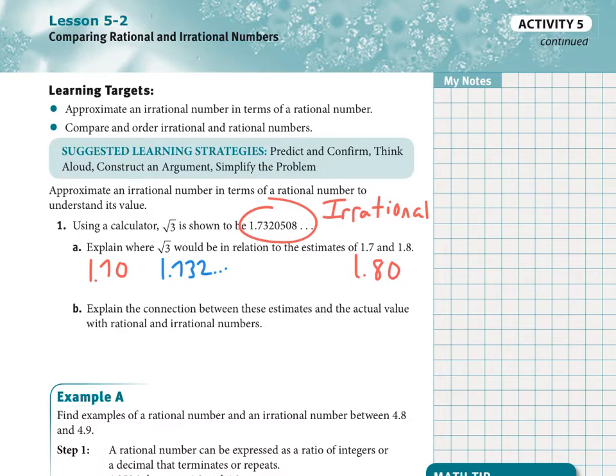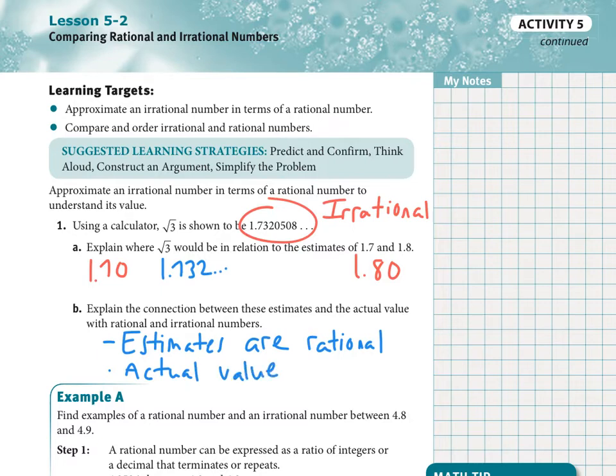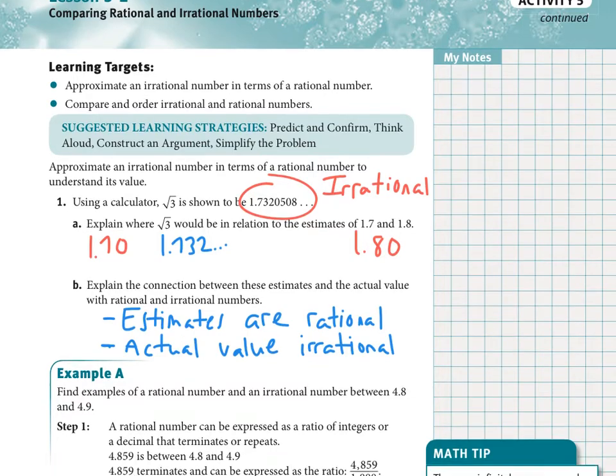And the connection between these numbers is that the estimates are rational numbers. The 1.7 and the 1.8, those decimals terminate, they end. They're rational numbers. But the actual value, the actual square root of 3, is irrational. So we're able to at least get an idea of how large a rational or irrational number is by comparing it to actual rational numbers. It's a little easier to imagine: 1.7, 1.8, and 1.732 is just somewhere in the middle there.